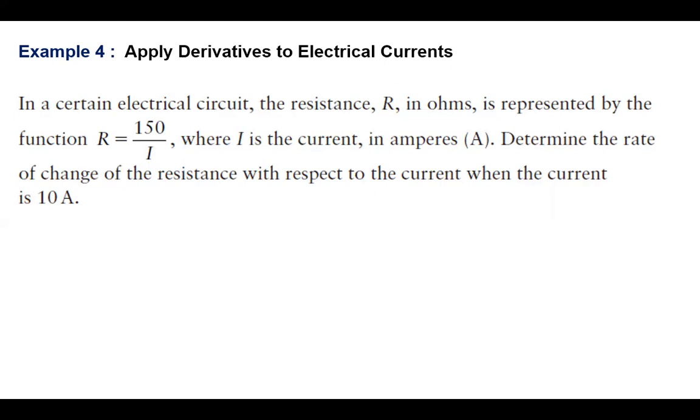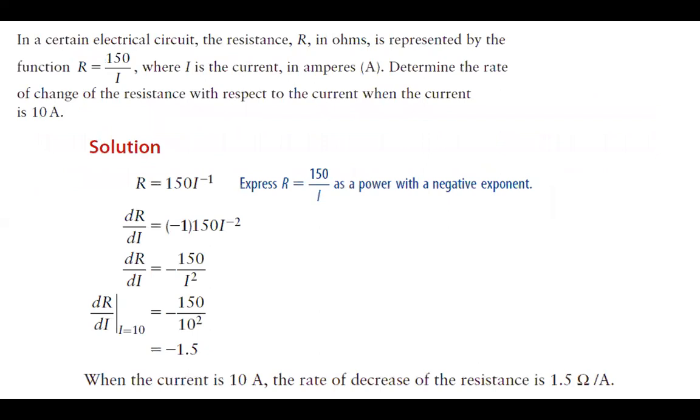Okay, have you finished? Let's have a look at the solution. First of all, R equals 150 over I, which is 150 times I to the power of -1. Therefore, we can find the derivative of R with respect to I, which is -1 times 150 times I to the power of -2.